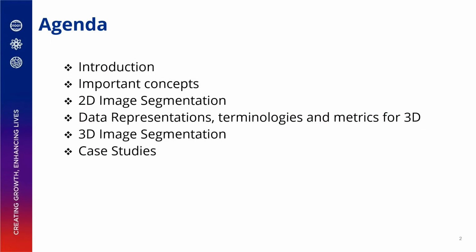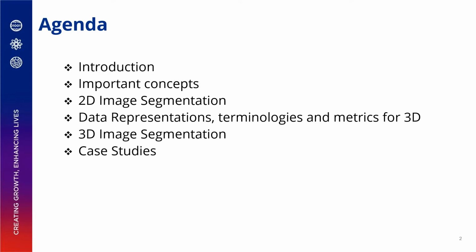Okay, so the agenda of this talk is I'll first introduce what image segmentation is. I'll talk about some important concepts that are part of image segmentation, such as dice score, IOU, pixel accuracy, and so on. I'll discuss various losses that are used in deep learning models to perform image segmentation.